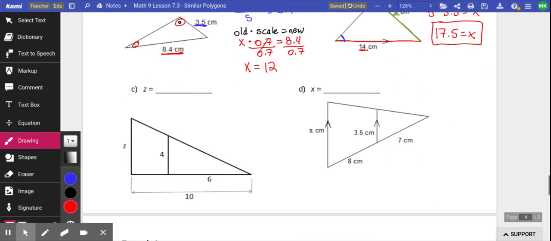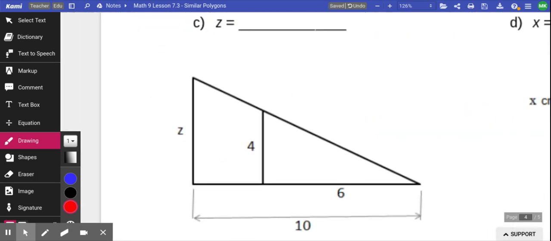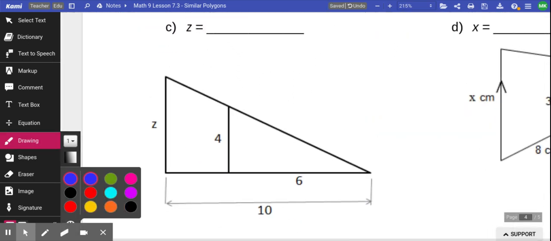Awesome. We have two more down here. If you want to try them on your own, go ahead. I'll show you where the two triangles are. So we have a triangle here.